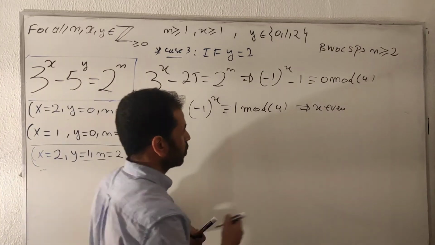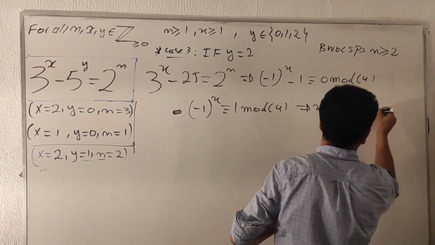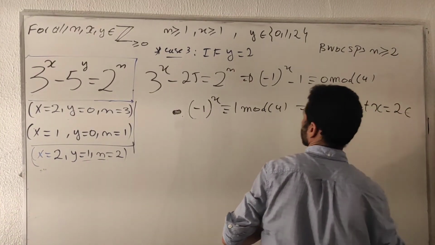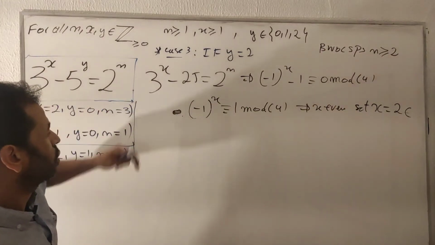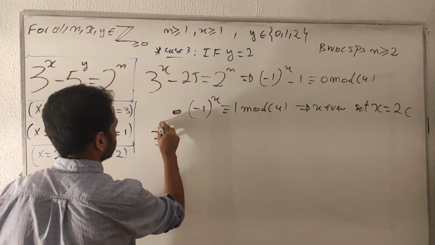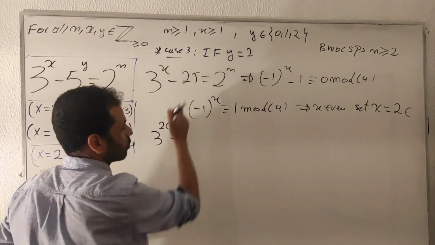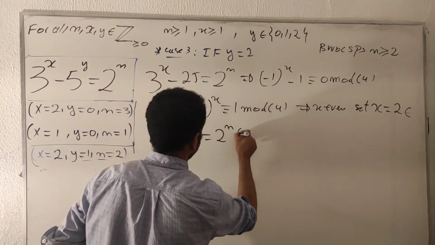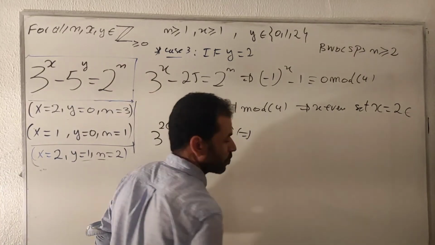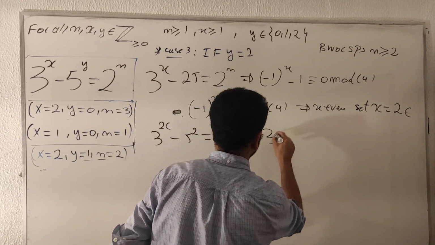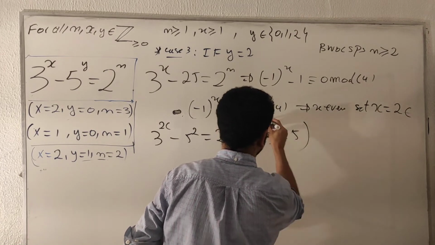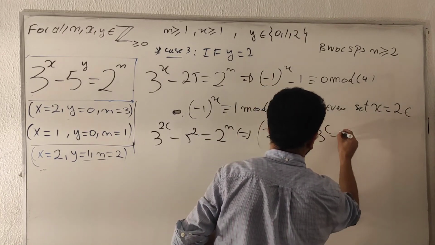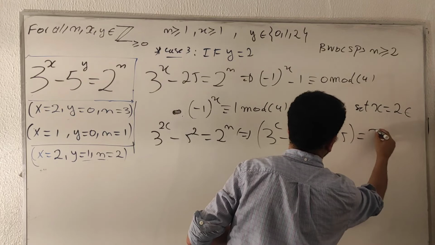If x is even, let's set x equals 2c. Okay, let's take this value of x and insert it here. So I get 3 to the 2c minus 25, which is the same as 5 squared, equals 2 to the n. Let's put this one in the form of a product because I have a difference of two squares. I get 3 to the c minus 5 factor 3 to the c plus number 5 equals 2 to the n.